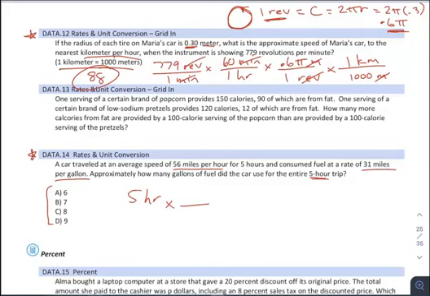So the conversion we have for hours is that you have 56 miles per 1 hour. So 1 hour is equivalent to 56 miles. The units, hours, cancel. Now we want to cancel out miles. We have this conversion here, that 31 miles is equivalent to 1 gallon. So notice the miles go in the denominator so that they cancel as well.